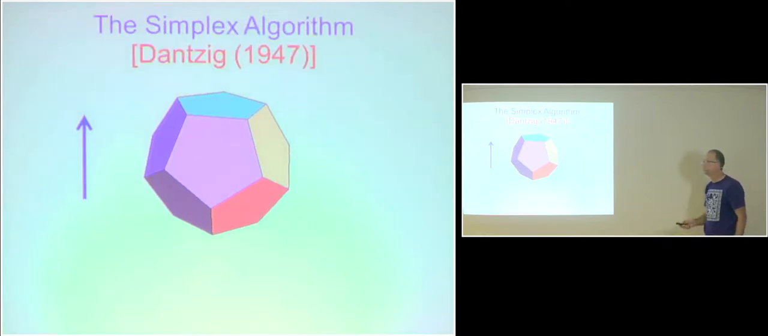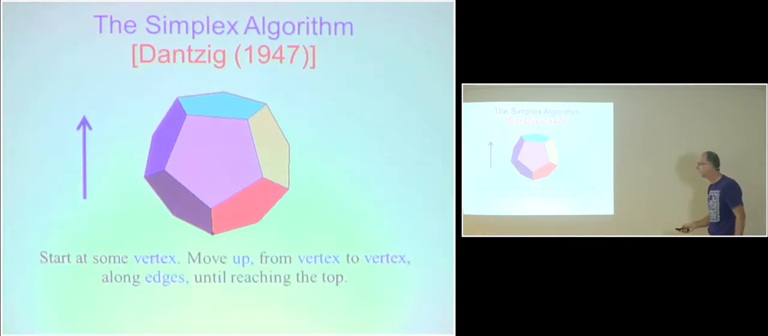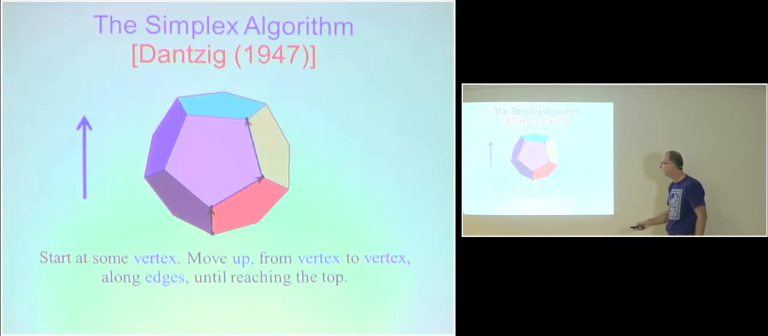Now, what is the simplex algorithm? The simplex algorithm says the following. Start at some vertex of the polyhedron, and move up from vertex to vertex along edges until you reach the top. Okay, that's a very high-level view of the simplex method, and there are a lot of details to fill in.